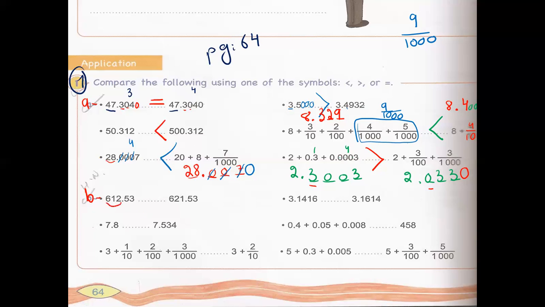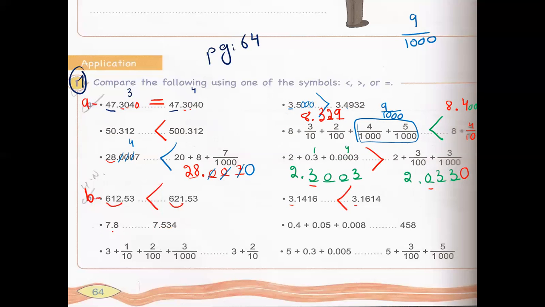The whole part here is 612. Here it's 621. Which one is bigger? 621. 6, 6, 1, 2. 2 is bigger. Here, 3, 3, the same. Look at the decimal part. Count. 1, 2, 3, 4, 1, 2, 3, 4. 4 digits on both sides. Now we compare them digit by digit. 1, 1, 4, 6. Which one is bigger? 6.